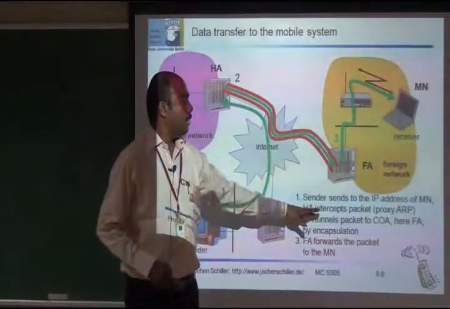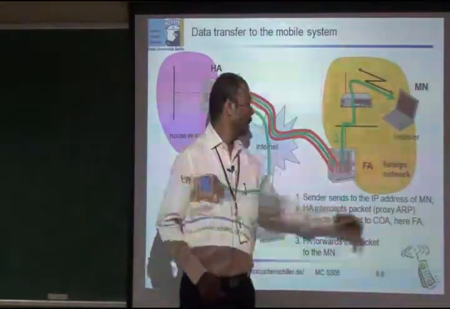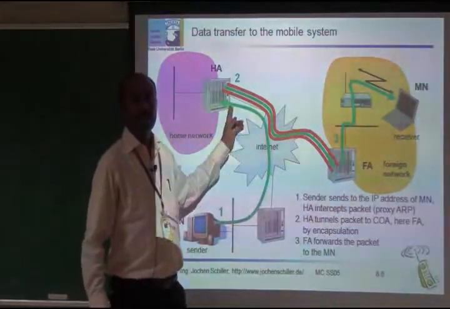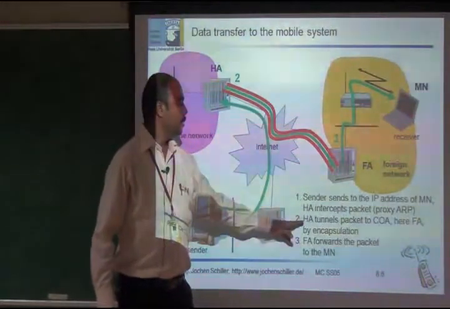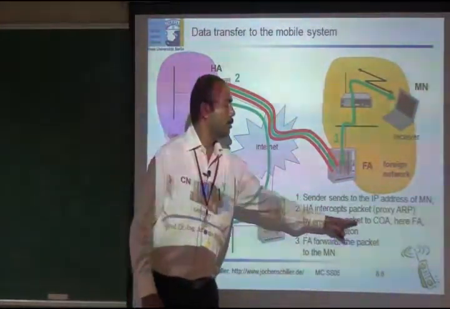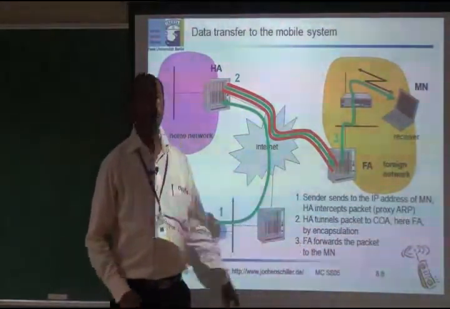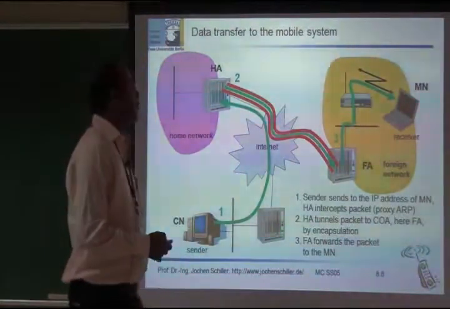The sender sends the IP address of the MN, that is, the IP address of the destination, and the HA intercepts packets by using proxy ARP. So by using proxy ARP, the home agent will identify the foreign agent, and the home agent tunnels the packet to the COA, here the FA, by encapsulation, and the FA forwards the packet to the mobile node. So this is what is happening in mobile IP.